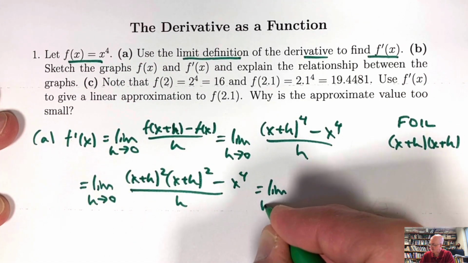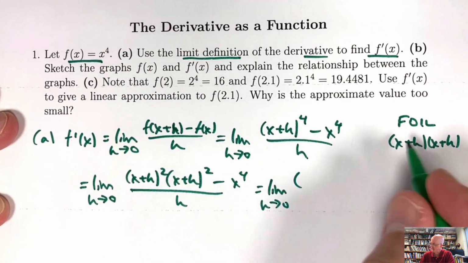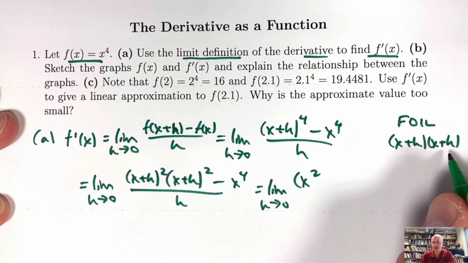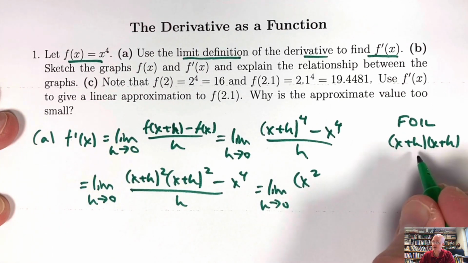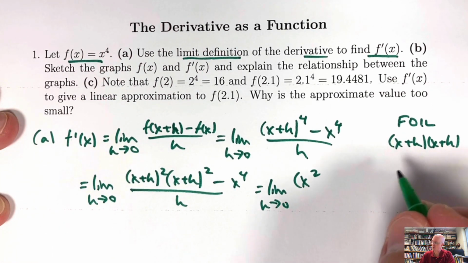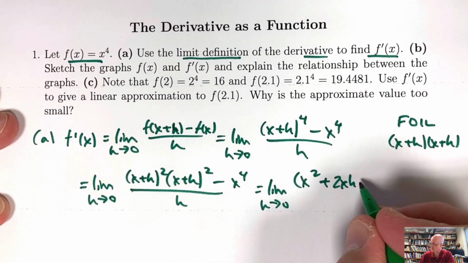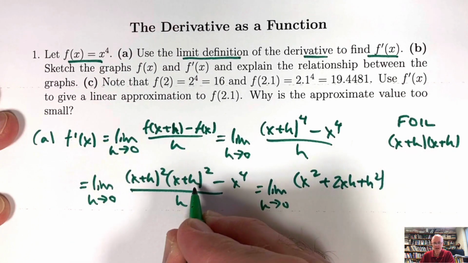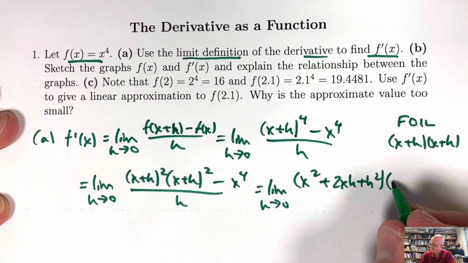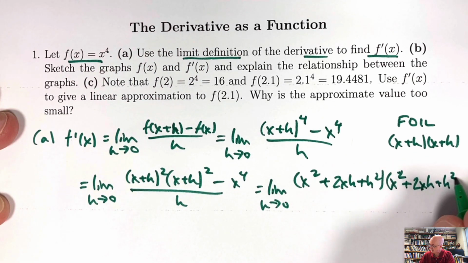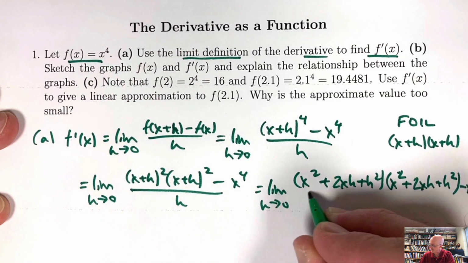Don't forget to carry along the limit sign as you go. First times first is x squared. Outside times outside is x times h. Inside times inside is x times h. So those two terms give you 2xh. And then last times last is h squared. But I do it again. I have another x plus h quantity squared, so I get that exact same trinomial again. And I will have to multiply these trinomials then. Don't forget to subtract x to the fourth, and then divide by h.